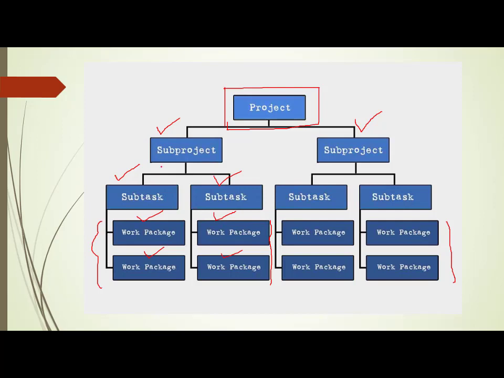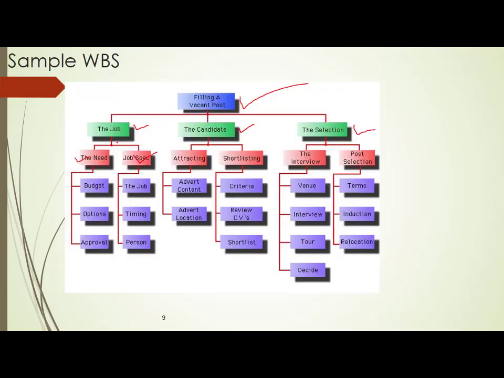So that means you have sub-projects and sub-tasks. So what are the sub-projects? The job is one sub-project, the candidate is one more sub-project, and the selection is one more sub-project. The job will have two sub-tasks, identification of the need of the job and the specification of the job. Similarly, the candidate will have two phases, attracting and shortlisting, and the selection will have the interview and post selection.